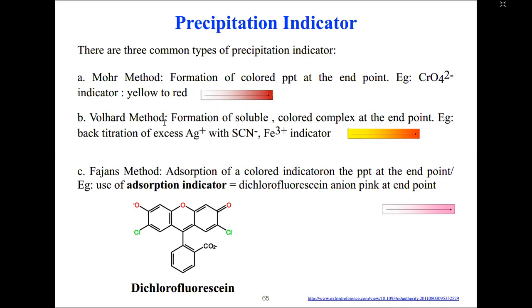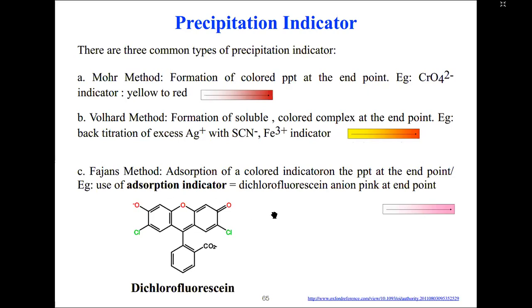Okay, Ballward method, formation of a soluble color complex. So in here you are forming the soluble color complex. And Poisson's method, this is the adsorption of the colored indicator on the PPT at the end point. So this is the more important one. You are forming the adsorption of the colored indicator. So adsorption means on the surface. Okay. On the surface, you are forming the colored compound.